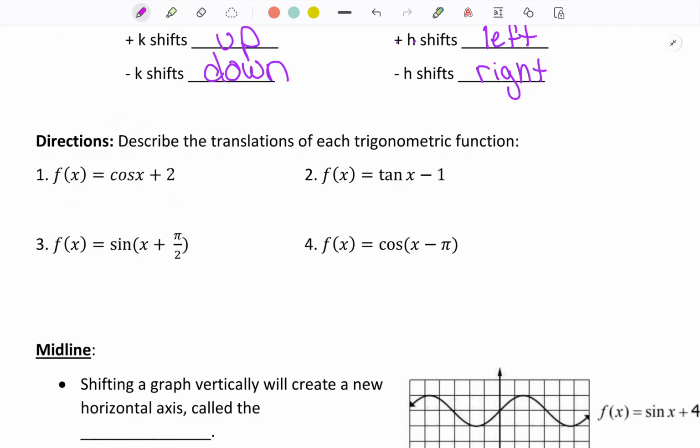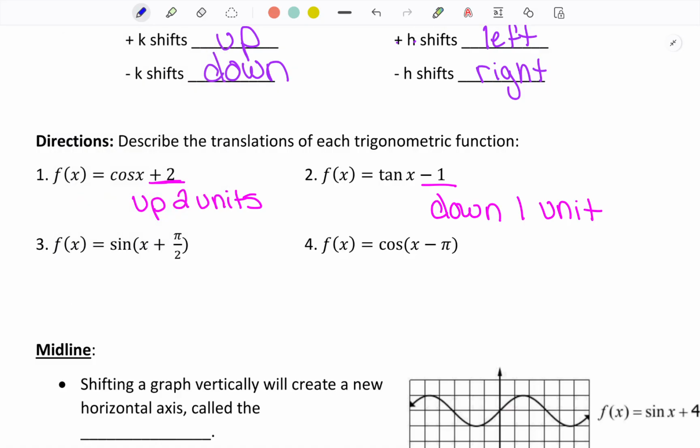On number 1 here, we have cosine x plus 2. That plus 2 is the transformation, and since it is added to the end, you are going to shift up 2 units. And then in number 2, you have tangent x minus 1. That minus 1 causes you to shift down 1 unit.